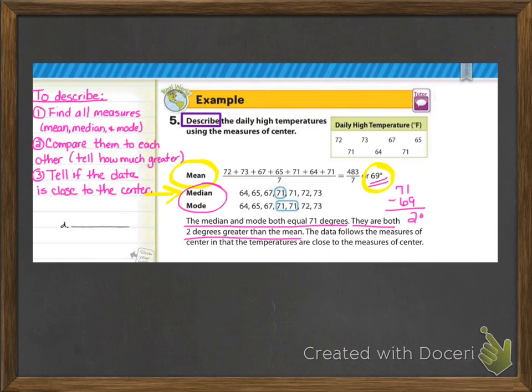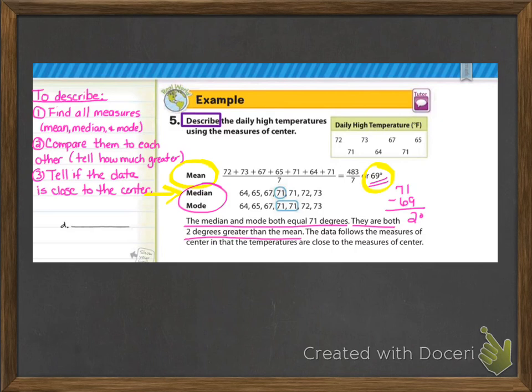And number 2, you're going to compare them to each other. So you're going to tell me which numbers were greater than or which numbers were less than the other one. So in this example, median and mode were greater than the mean by 2 degrees. So you're going to have to do some subtracting on that.